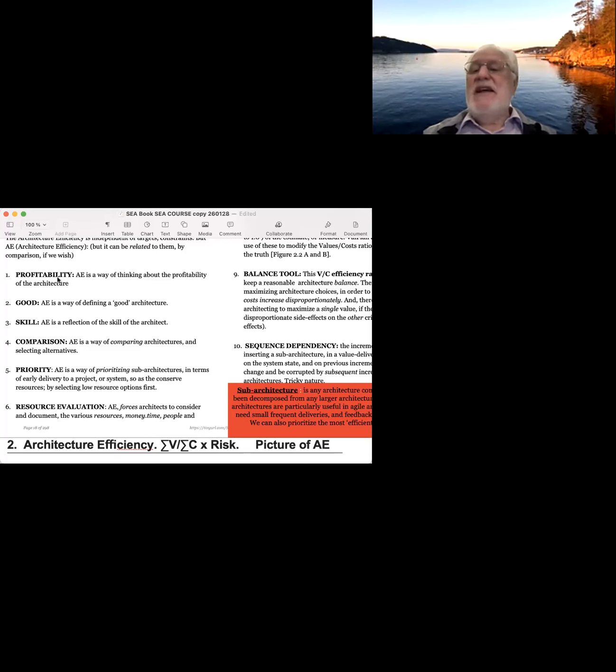I can't name any, and I've been studying the field for quite a long time. Okay, now here's another concept, the idea of, do you have a good architecture?